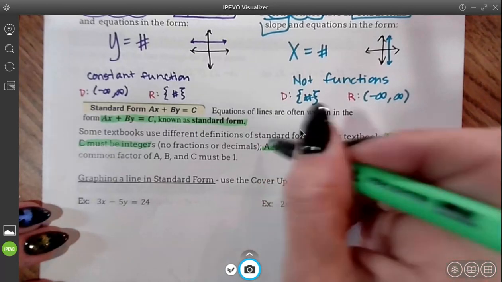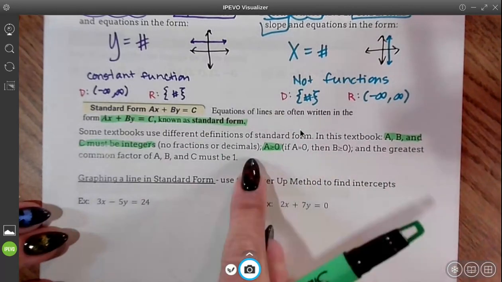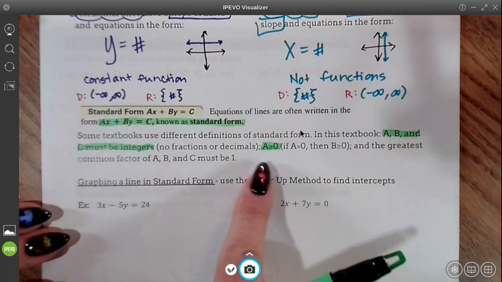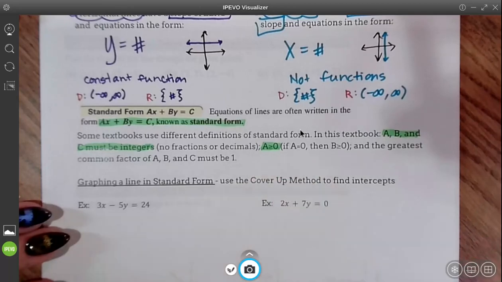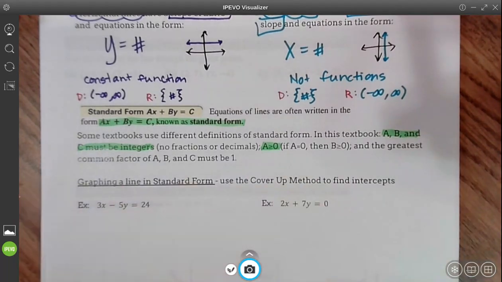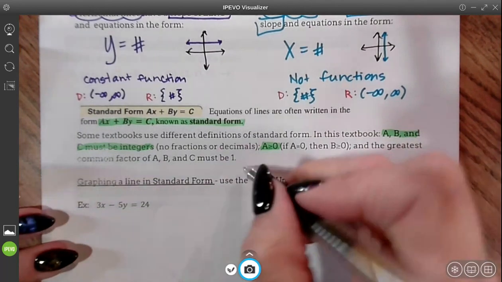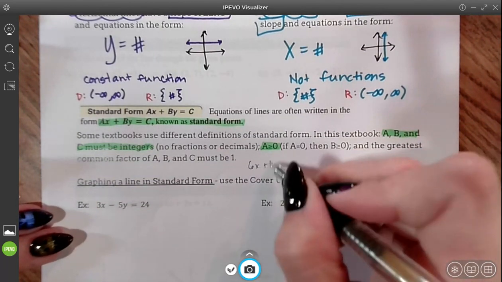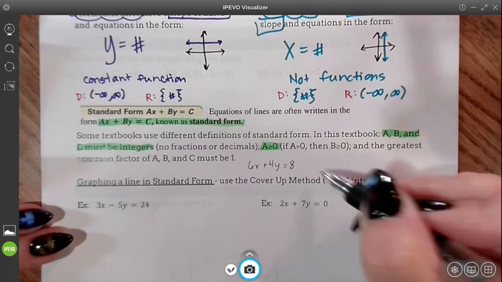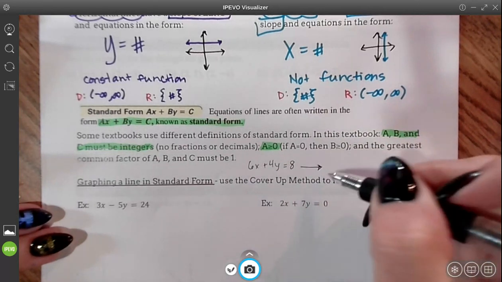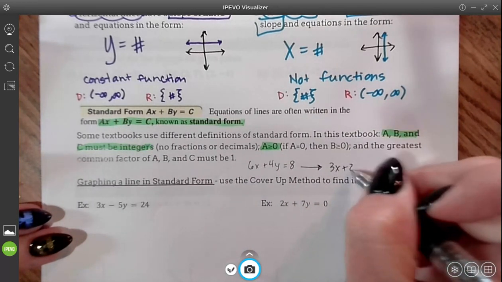Also, a needs to be positive. So this leading coefficient on the x needs to be greater than or equal to 0. However, if a is equal to 0, then b has to be greater than or equal to 0. The greatest common factor of a, b, and c must be 1. That really just means I can't have 6x plus 4y equals 8 because those all have a greatest common factor. I would have to divide everything by 2 and make that 3x plus 2y equals 4.